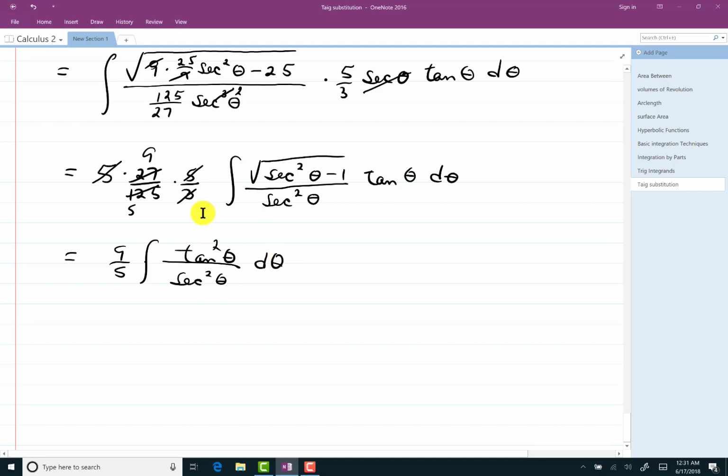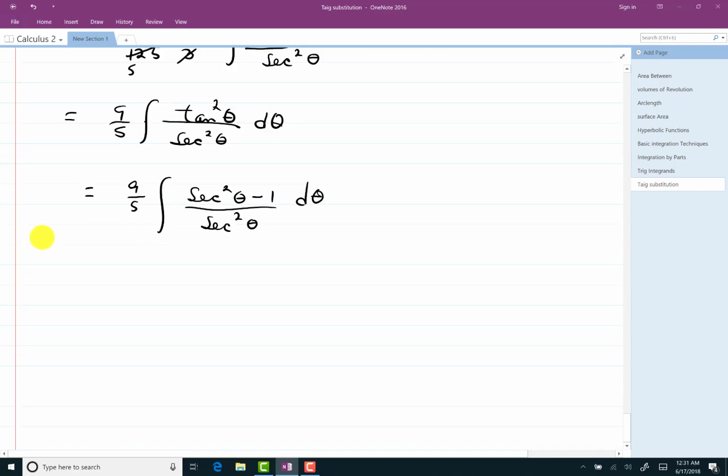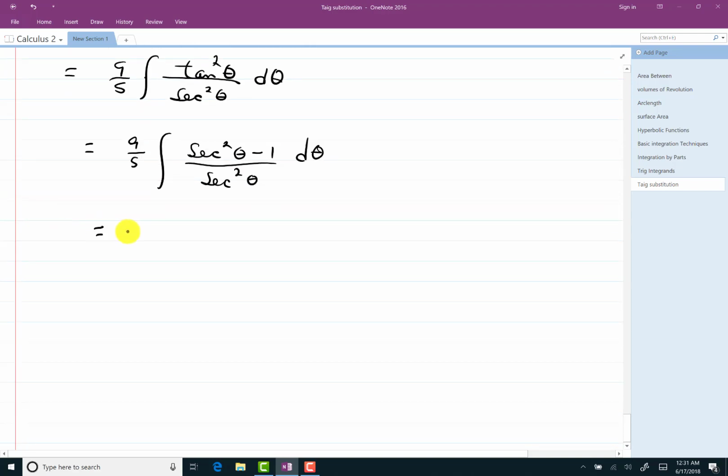You may be tempted to let u be tangent of theta because then du would be secant squared of theta. But then the d theta would be stuck in the denominator also. So you're stuck with this. You can't do that. If you want to make life easier on yourself, change this back using the formula for tangent squared, which was secant squared theta minus 1. Then, if I break that fraction up, I'll get secant squared over secant squared minus 1 over secant squared.